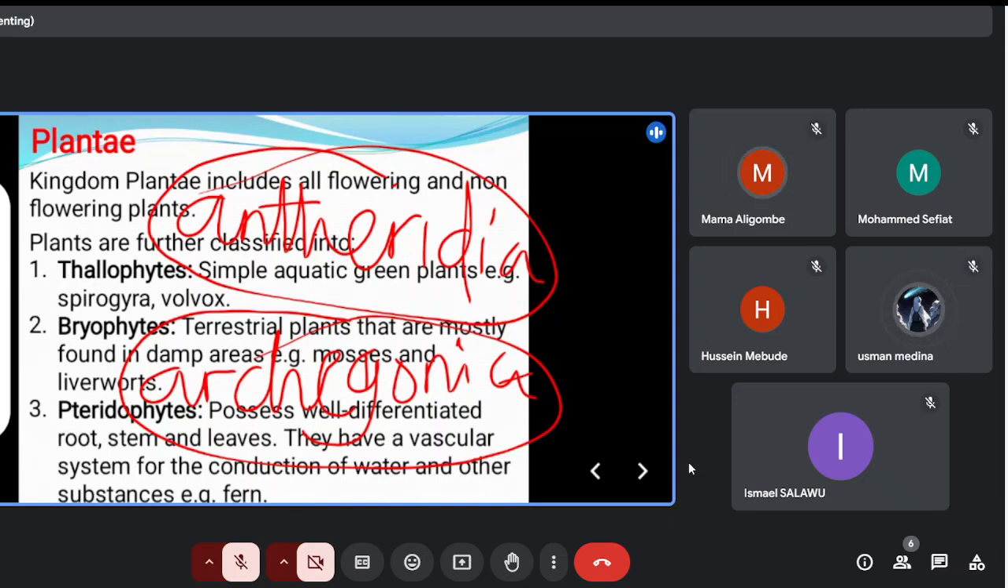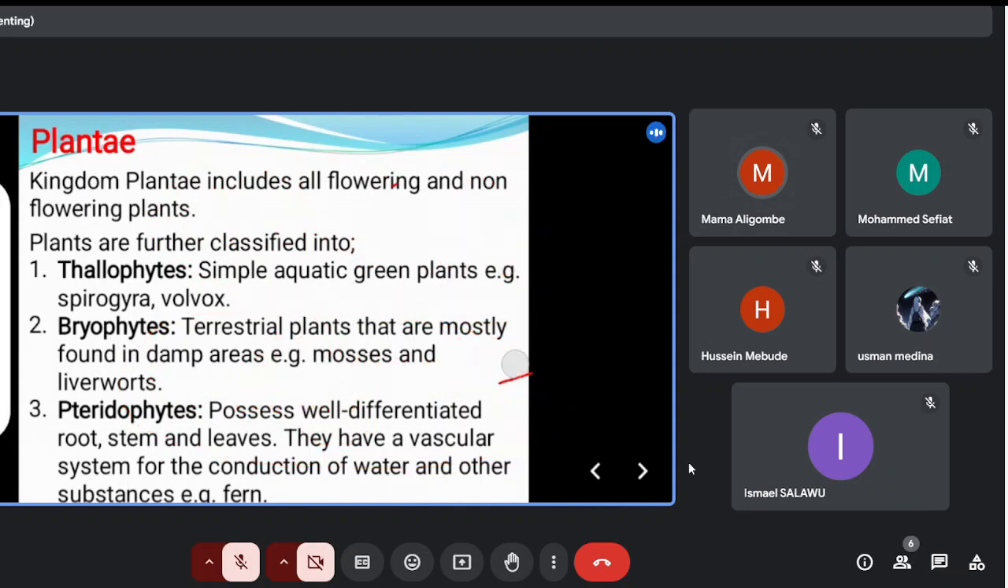So let us proceed. It is our tradition. We have to solve some questions. So if we are only going to talk about plants today, then we attempt questions. So be it.